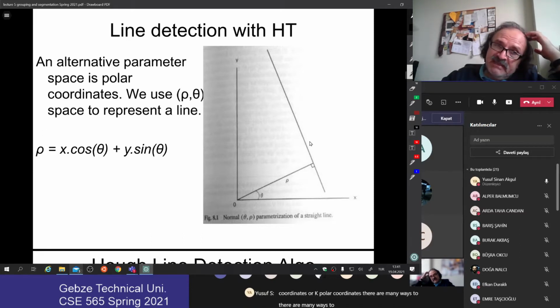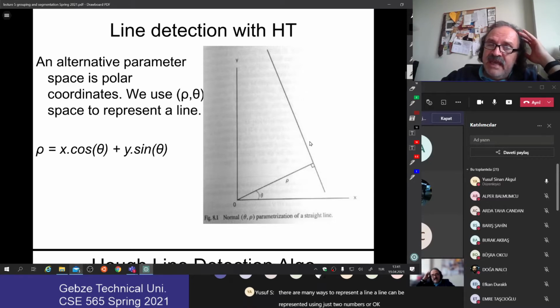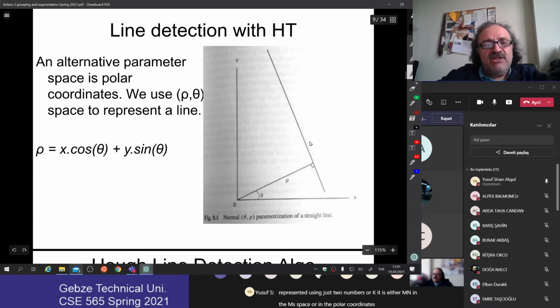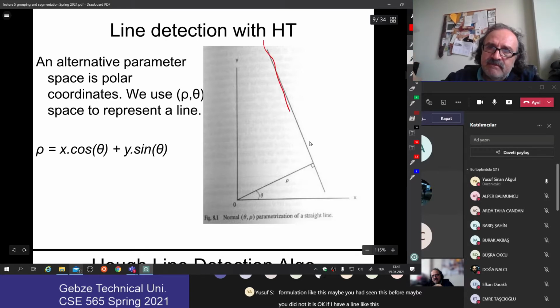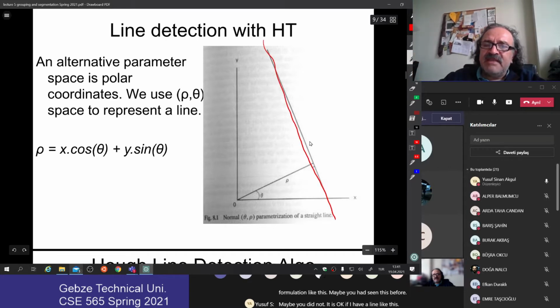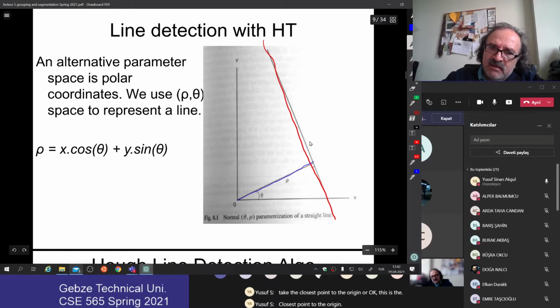There are many ways to represent a line. A line can be represented using just two numbers. It is either m and n in the mn space, or in polar coordinates we have a formulation like this. Maybe you have seen this before, maybe not. If I have a line like this, I can represent it by two values. You take the closest point to the origin. This distance is rho.